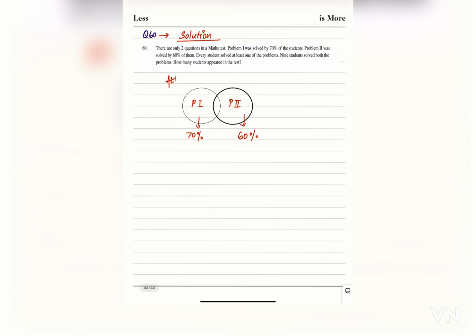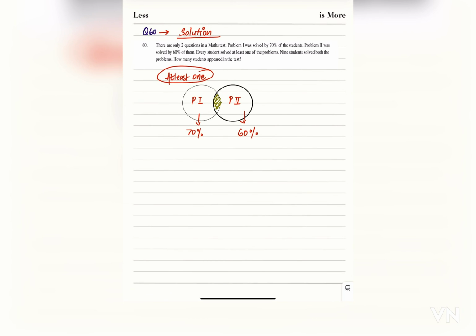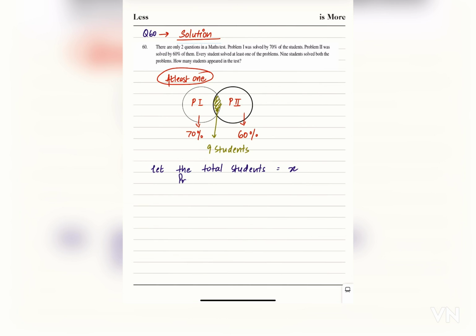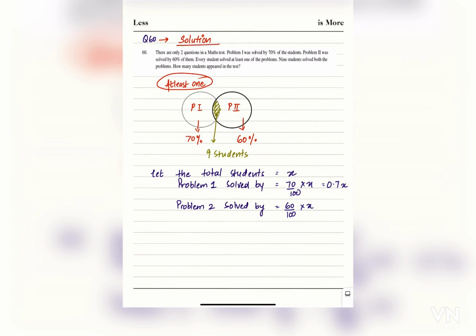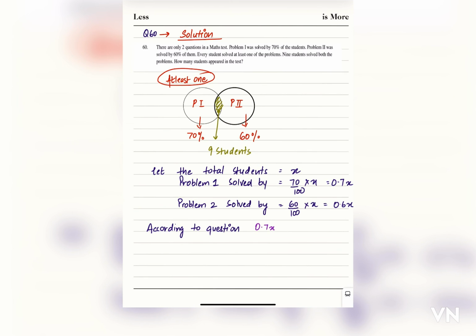Now question number 60, which is also the last question of this paper. Now problem 1 is solved by 70%, problem 2 is solved by 60%, and every student solved at least one of the problems. And we are given that 9 students have solved both the problems, which is the common area I have shown here. Let us assume the total students be x. That means problem 1 is solved by 70% of x and problem 2 is solved by 60% of x.